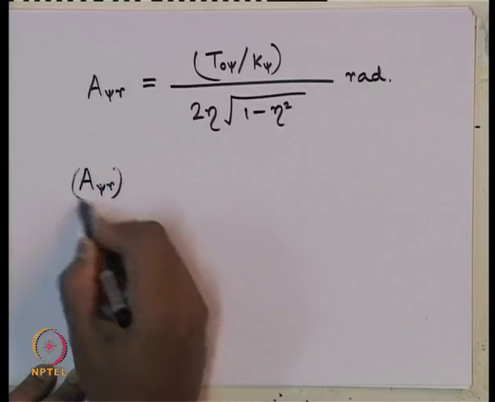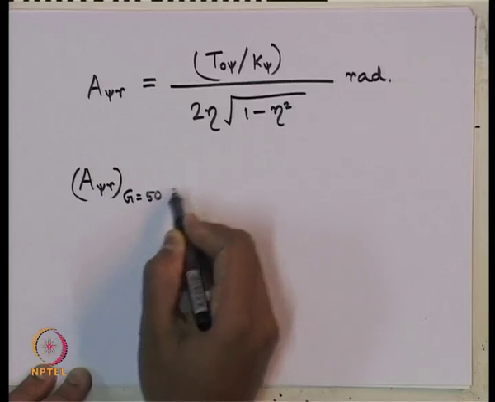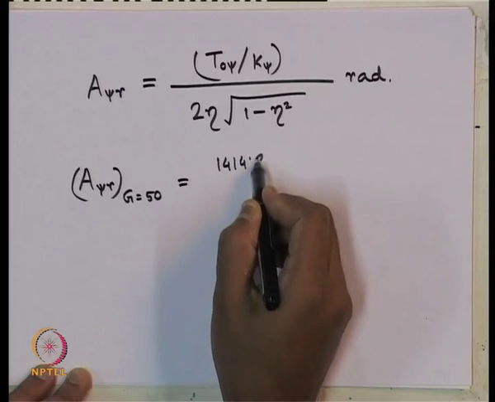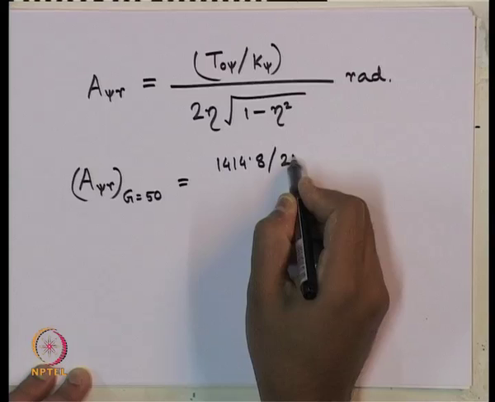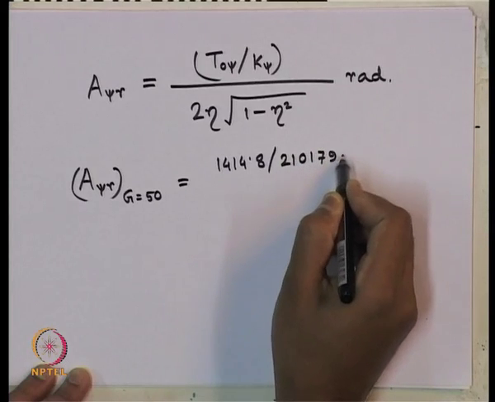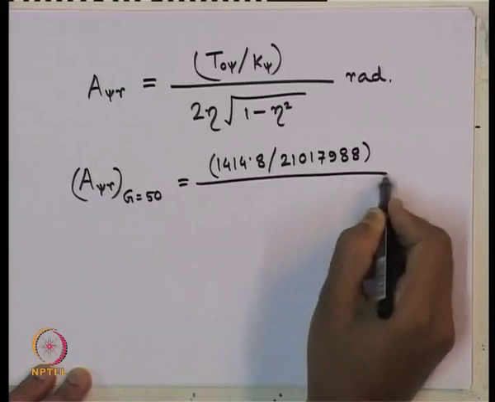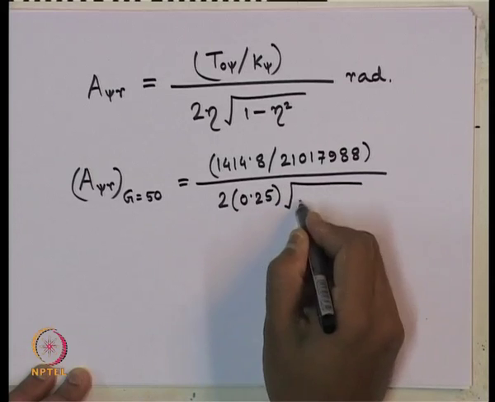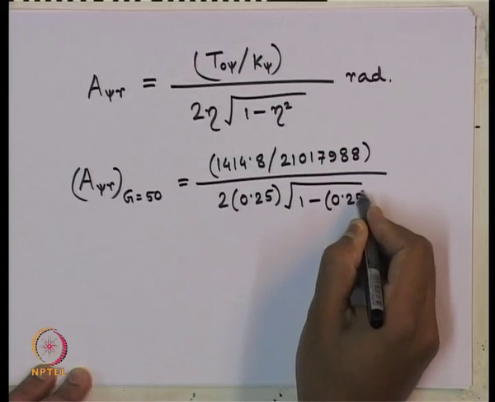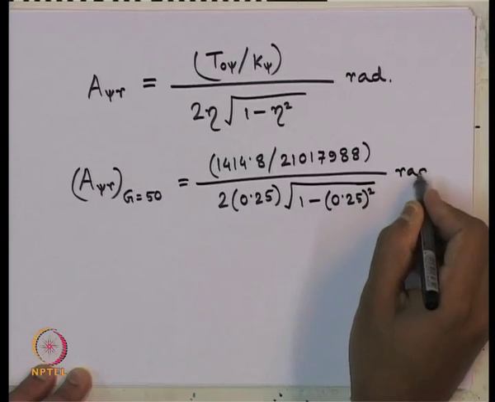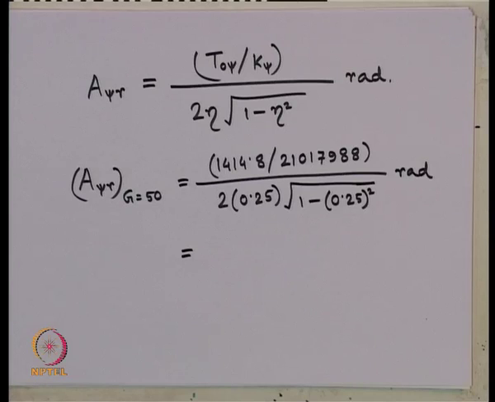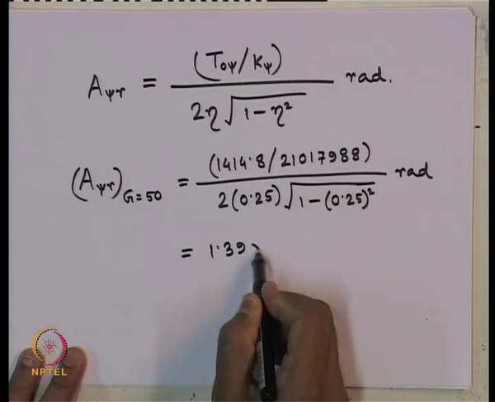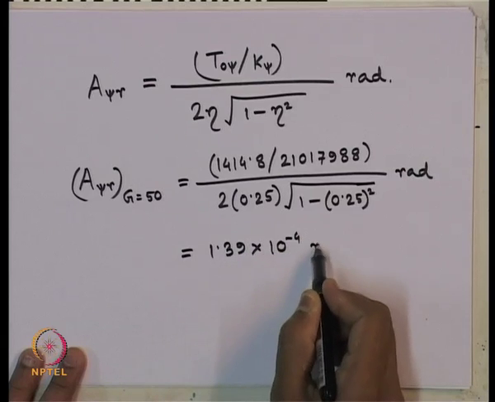Let us compute A psi R for 3 different types of soil. For G equals 50 kg per centimeter square, it will be 1414.8 by 21017988, divided by 2 into eta, which is 0.25, root over 1 minus 0.25 whole square. So much of radian. If we calculate this, how much are we getting? 1.39 into 10 to the power minus 4 radian.